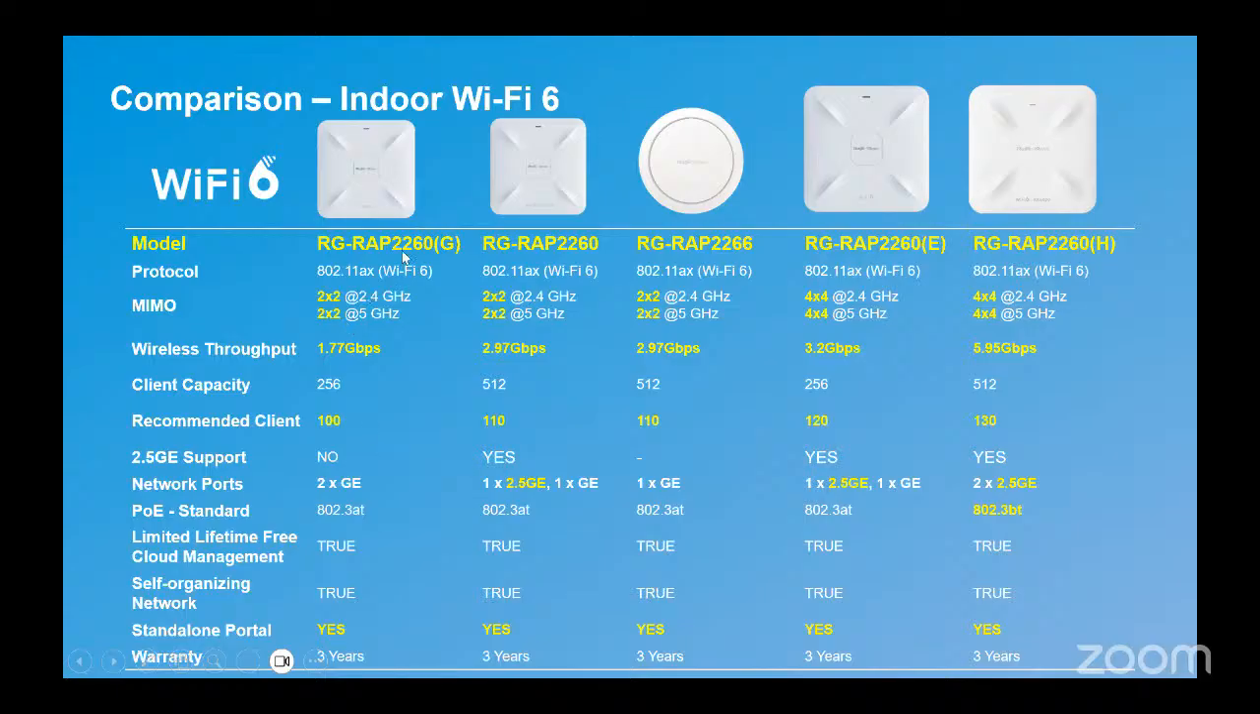It's really simple. It depends. As you can see on the screen, it's almost the same model, but the throughput or the client capacity changes. For example, we can go up to 500 users. We also have a multi-gigabit port, in which 2.5 is supported or not. We also have network ports, or how many ports are going to be available. Some of them have to provide PoE.